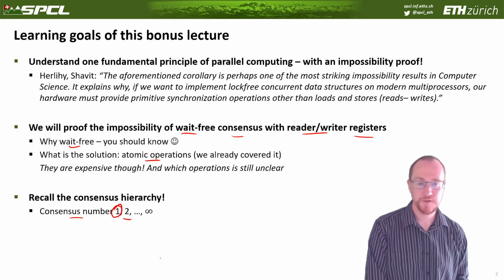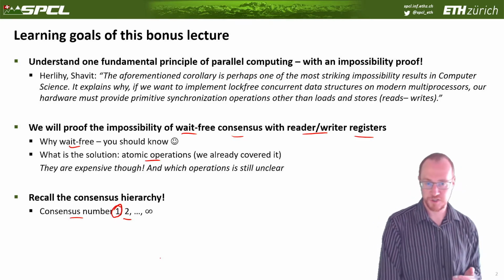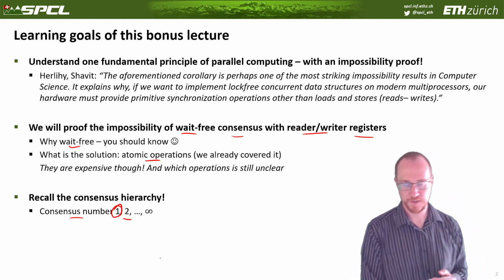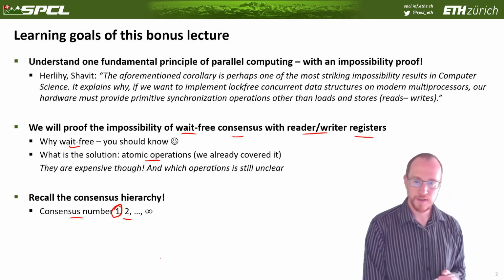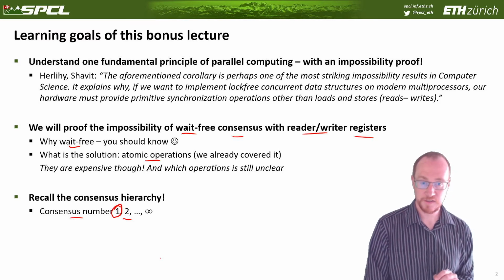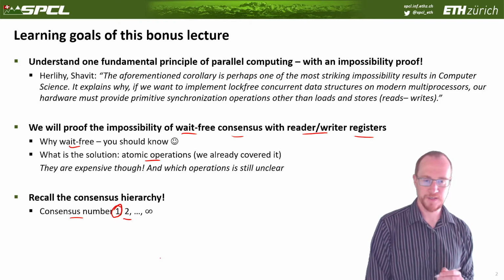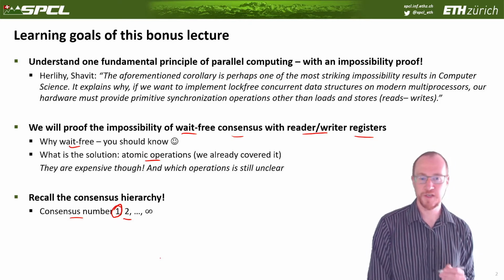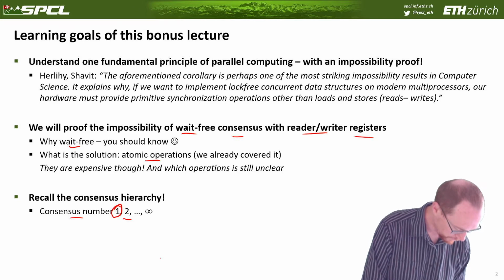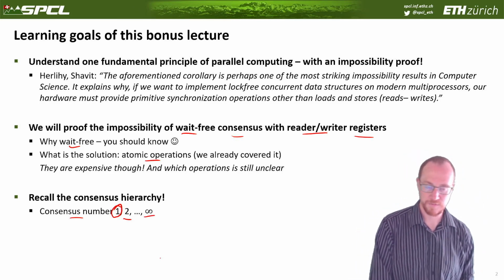We have seen that FIFO queues have consensus number 2, and several other operations as well. I haven't shown this in the lecture, but it's relatively easy to show. You can use a very similar technique to what I'm showing you in a couple of minutes to also show the limits of fetch and increment operations, for example. And then with compare and swap, we can synchronize an arbitrary number of threads in a wait-free manner.